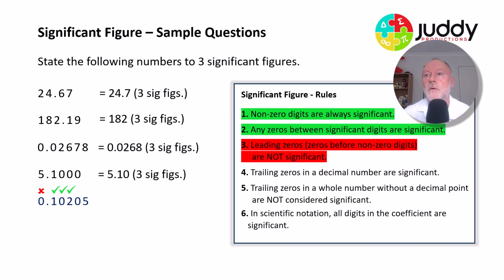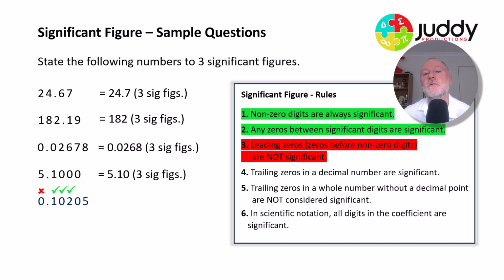So first of all, rule number 1, non-zero digits are always significant. So the 1, the 2, and indeed the 5 are also significant. Rule number 2, any zeros between significant digits are significant. So the 0 between the 1 and the 2 becomes significant. However, because of rule number 3, leading zeros, that is zeros before non-zero digits, are not significant. So the leading 0 before the decimal place is not significant.